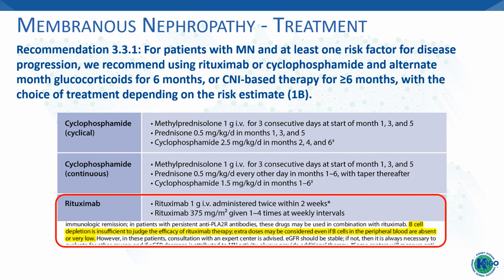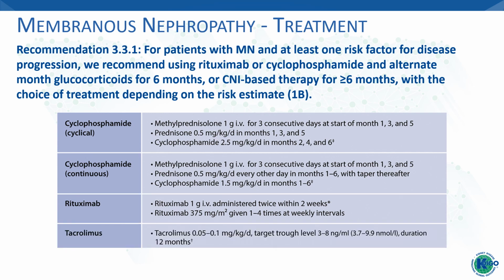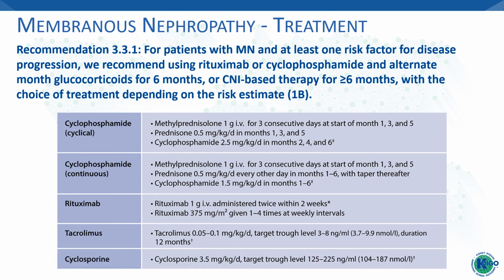Regarding rituximab, we have two regimens. The first is to give 1 gram of rituximab at day 0 and day 15 of the disease, or give rituximab once weekly, maximum for 4 weeks. Regarding tacrolimus, it is given at 0.05 to 0.1 milligram per kilogram per day, targeting a trough level of 3 to 8, and the duration is 12 months.